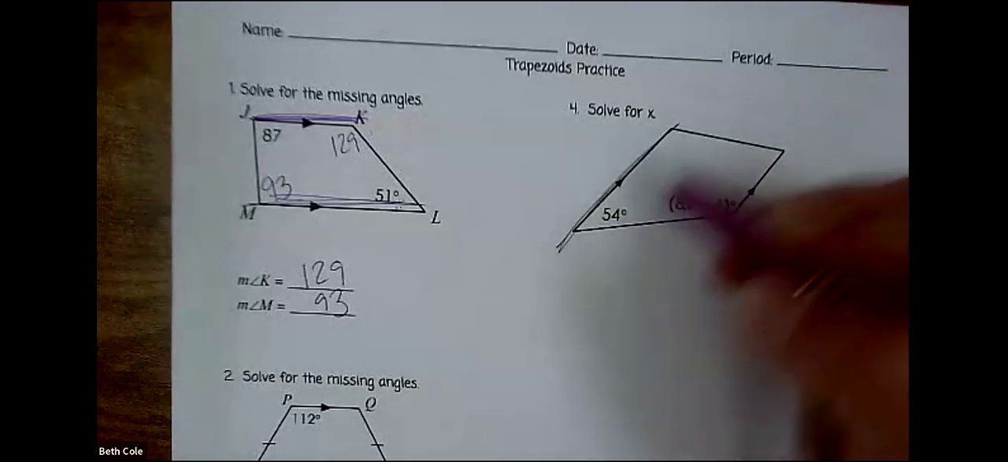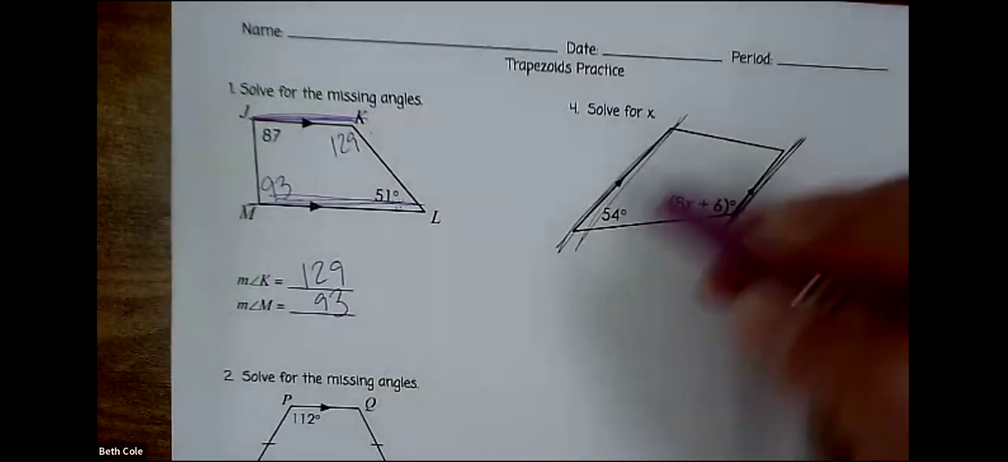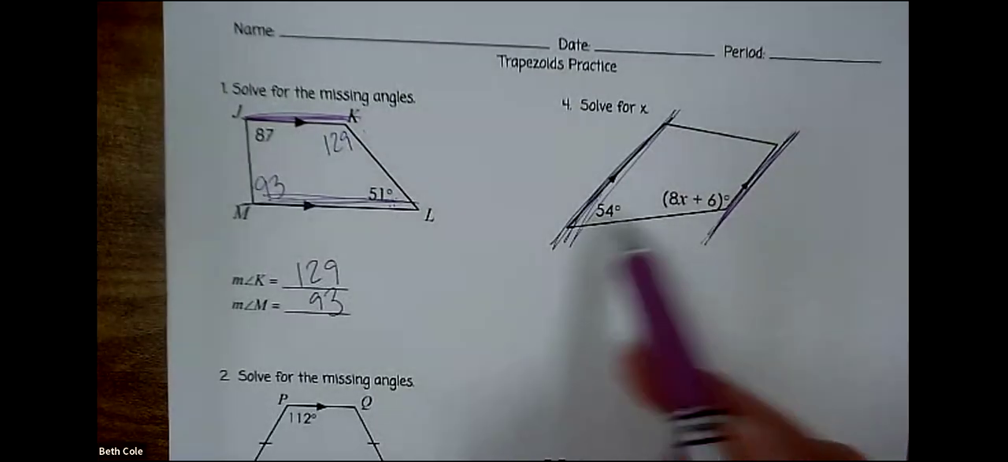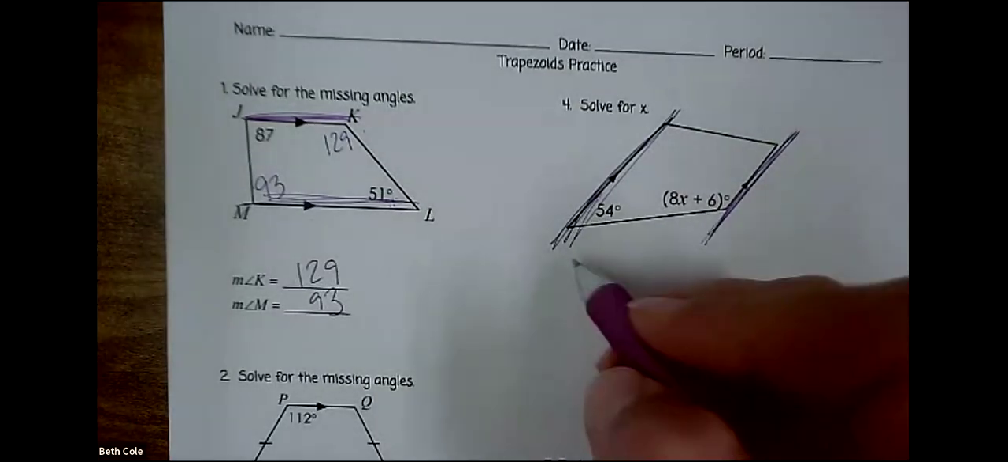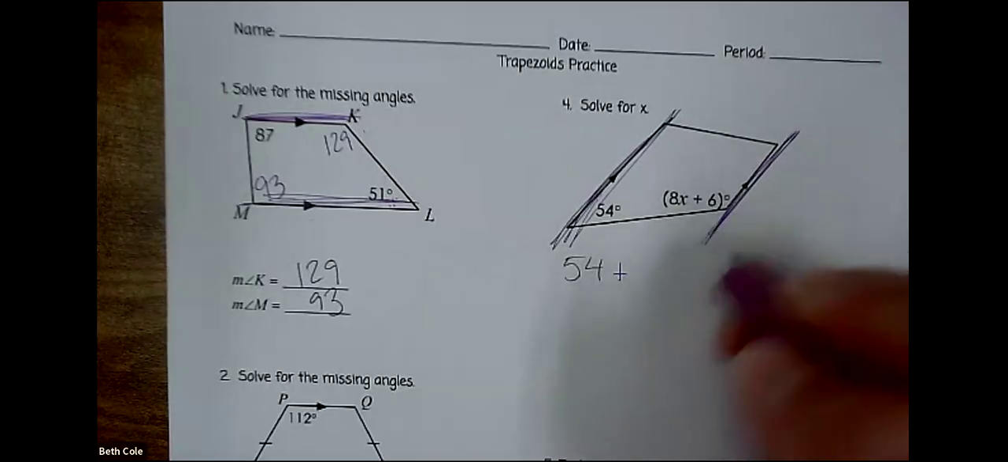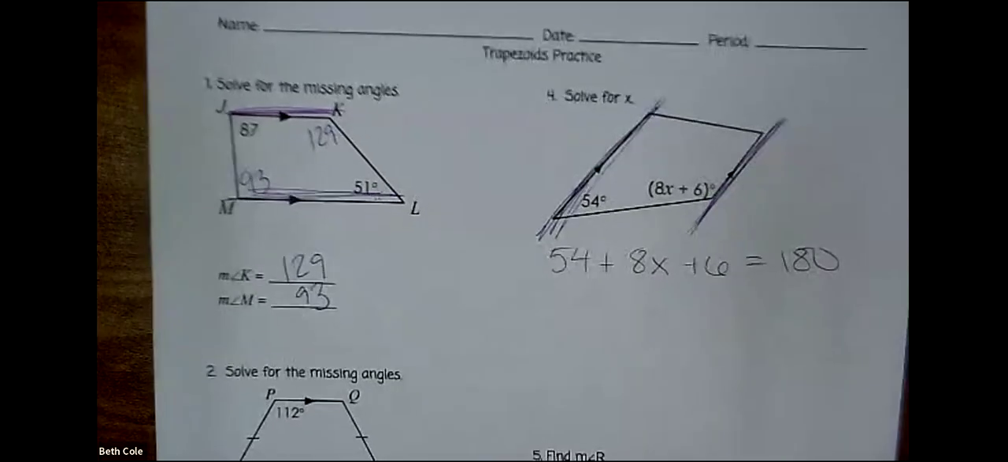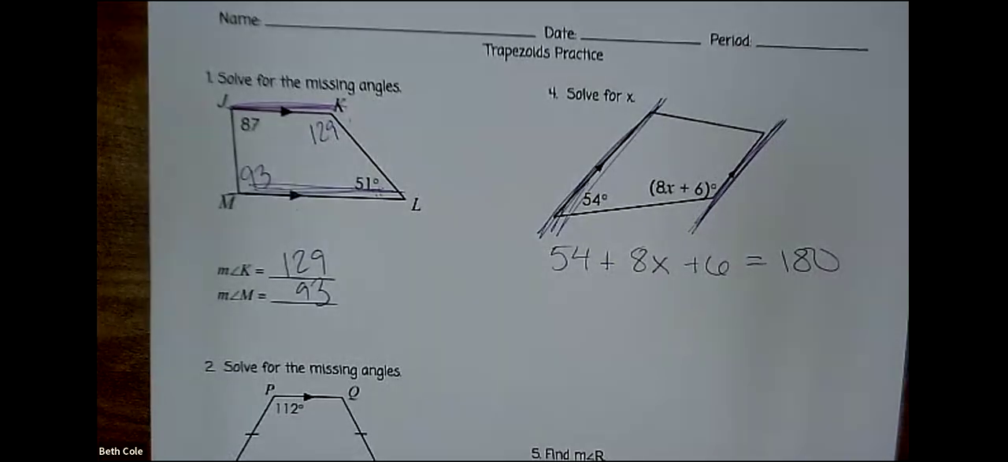All right, do you see how these 2 sides are parallel? Those are the ones with the little arrows on them. Okay. Same thing. I want these 2 angles to add up to 180. So I'm going to do 54 plus my 8x plus 6 equals 180. Now that I am going to put in the calculator because I don't know what that is, off the top of my head. All right, but do you see how I just added them to be 180?